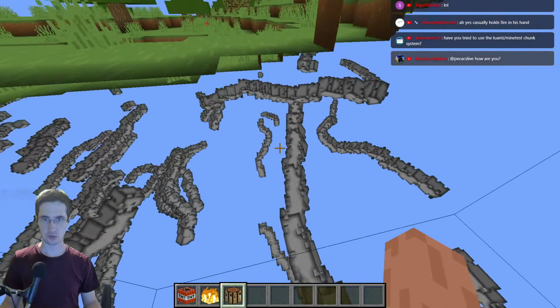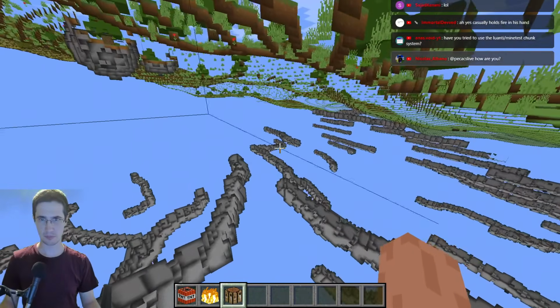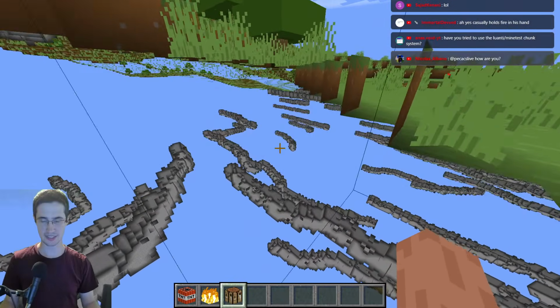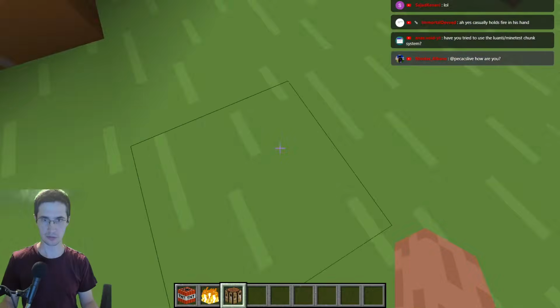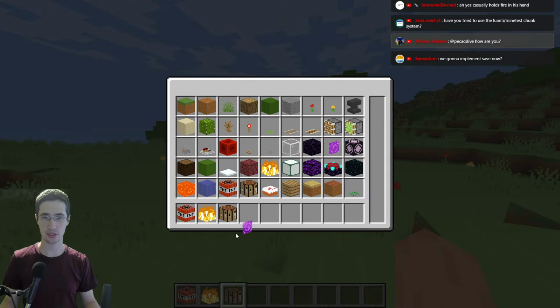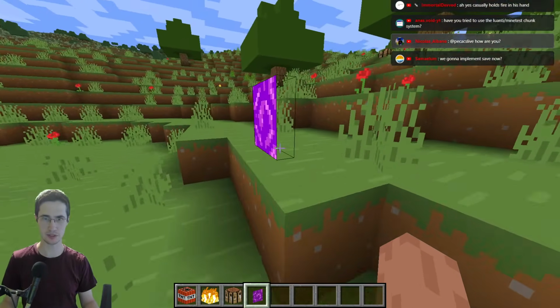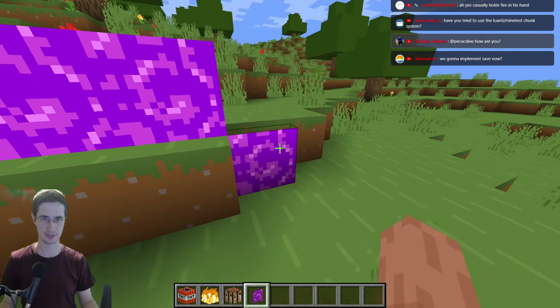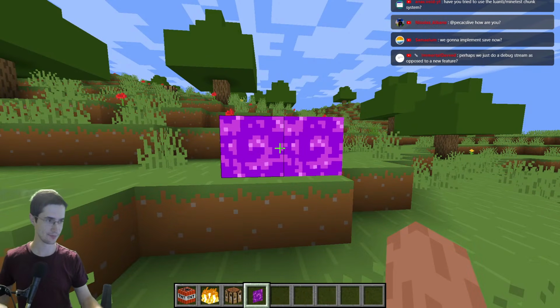We have caves as well. They're simple Perlin noise caves. I think they call them Perlin worms. We have simple caves. And we have a portal as well, but we are not using it yet.